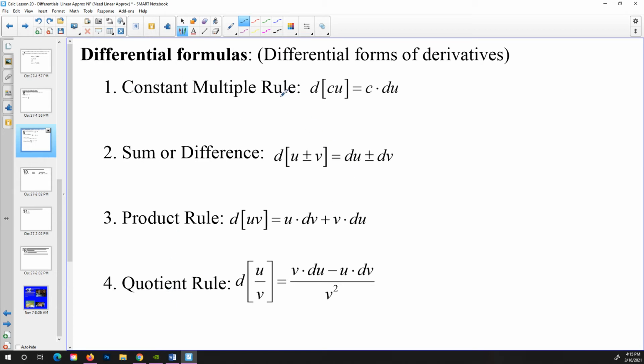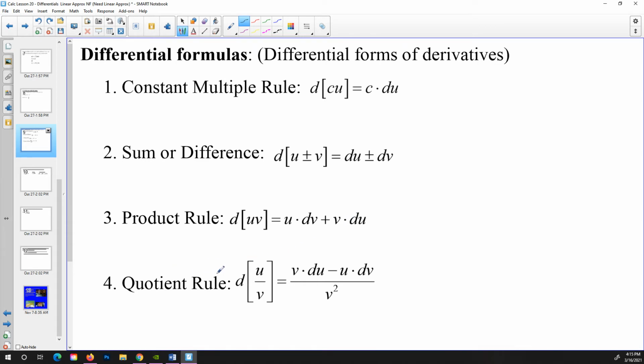So the constant multiple rule, the differential of a constant times some expression is just going to be the constant times the differential of that expression. The differential of the sum or difference of two expressions is just going to be the sum or difference of the differential of those two expressions. The product rule, if you take the differential of a product of two expressions, then it's going to be the first expression left alone times the differential of the second expression plus the second expression left alone times the differential of the first.